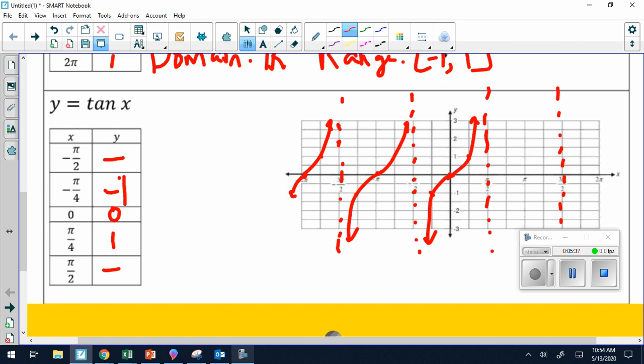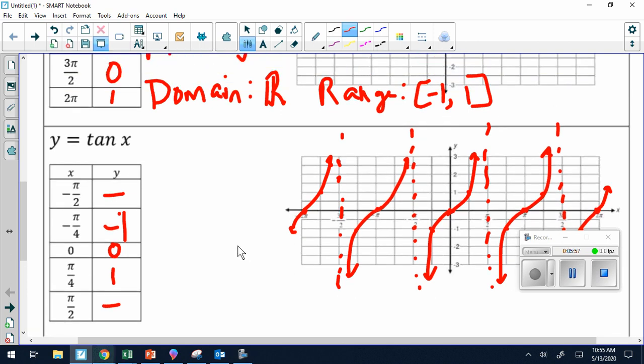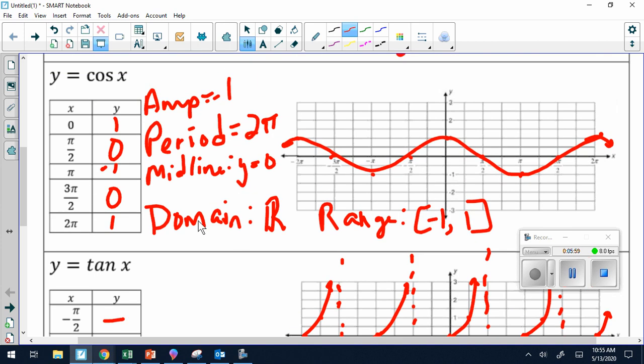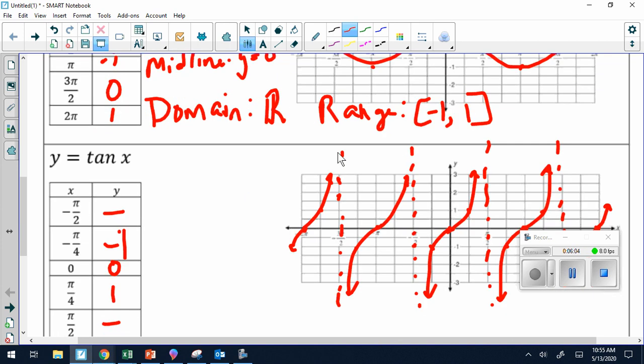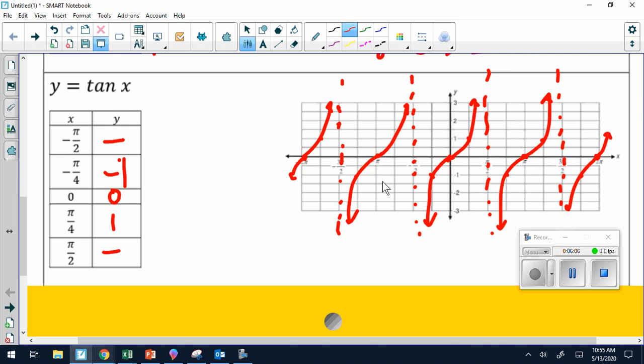That's going to go down, and then 1, -1. And then halfway between the asymptotes is where it's going to be 0. And that would continue up there. Okay, now remember it's undefined at -pi over 2 and pi over 2 because tangent is sine over cosine, and cosine is 0 at those spots. So it would be over 0, which is what makes it undefined. You can't divide by 0.